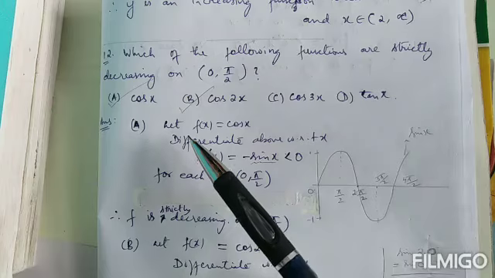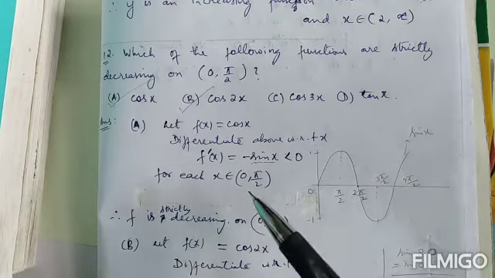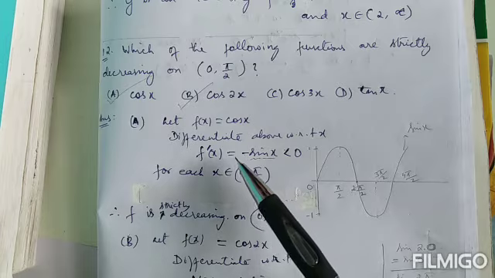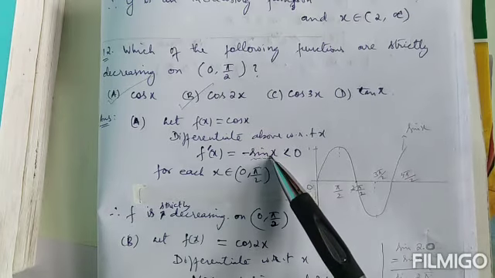Answer A. Let f(x) equal to cos of x. Differentiate the above with respect to x. What will you have? f dash x equal to minus sine x. You'll have minus sine of x.